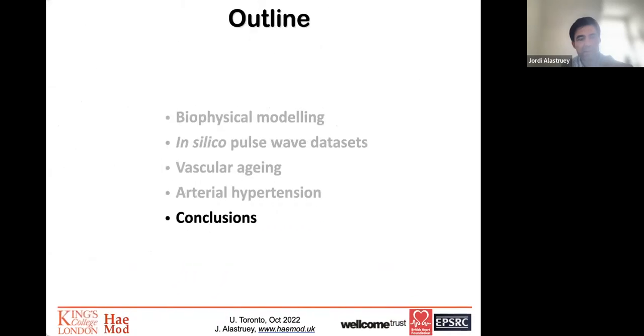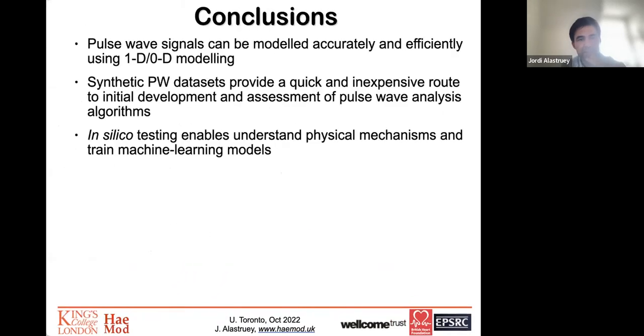And now I'm going to conclude. We have seen that pulse wave signals, including the PPG signal, can be modeled accurately and efficiently using computational blood flow modeling, using 1D and 0D modeling. We have seen that data sets of synthetic pulse waves provide a quick and inexpensive route to initial development and assessment of pulse wave analysis algorithms, such as algorithms for assessing vascular aging and arterial hypertension. We can do that across a wide range of cardiovascular conditions, and also quite quickly and in an inexpensive manner.